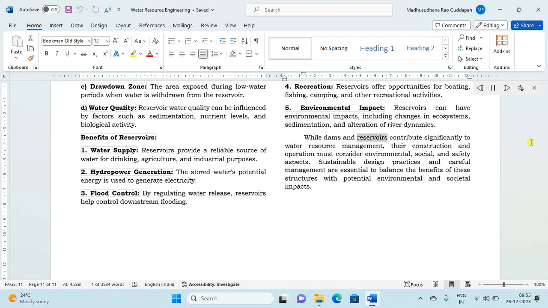While dams and reservoirs contribute significantly to water resource management, their construction and operation must consider environmental, social, and safety aspects. Sustainable design practices and careful management are essential to balance the benefits of these structures with potential environmental and societal impacts.